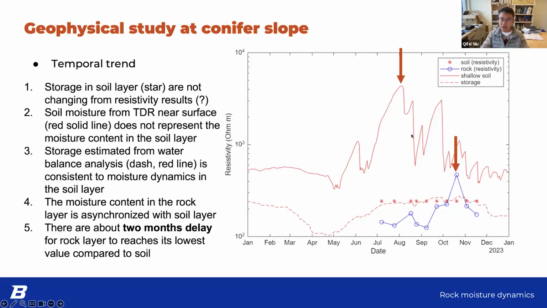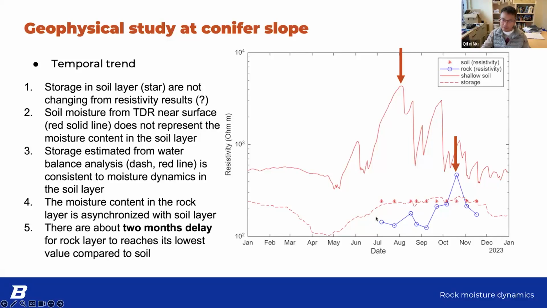This one changes very dynamically, because it is very shallow and very much influenced by the precipitation. If you have very small rainfall, let's say only 5 centimeters of the soil was wet due to the rainfall, you can see the response here. But for the deeper, entire soil layer, we cannot really see that. But from the storage data from the water balance analysis, you can see this dashed line is consistent with the soil layer resistivity.